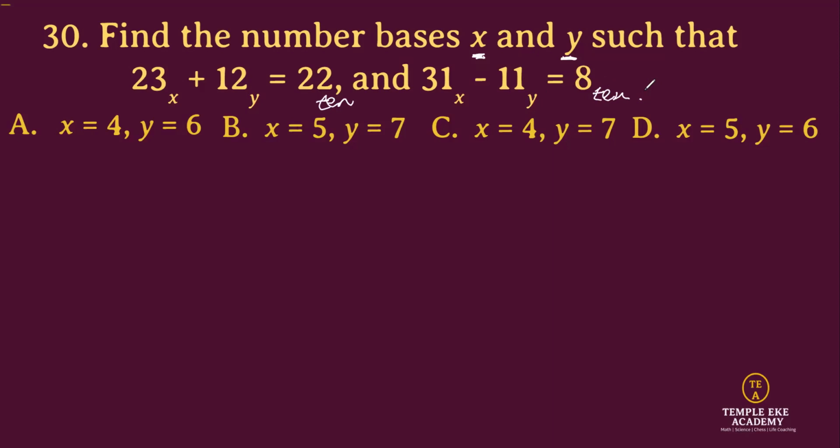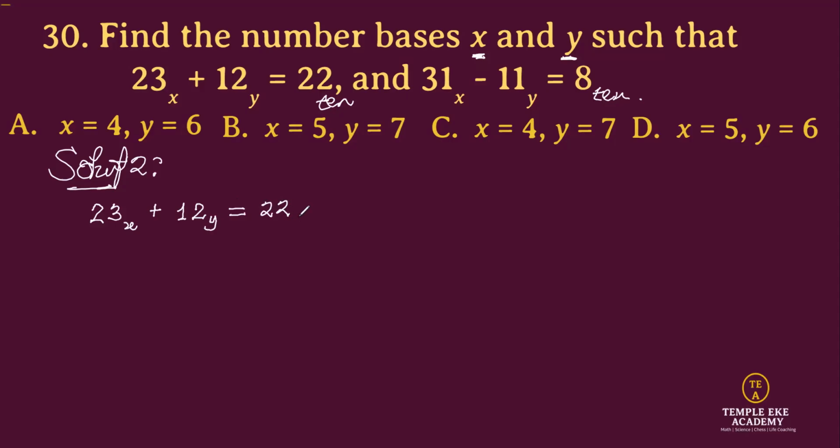Now the approach will be, we have to convert both sides to base 10 by an expansion procedure, and then we solve the two resulting equations simultaneously. Let us get into the solutions. So we start by taking the first equation, which is 23 base x plus 12 base y equals 22. Because this is in base 10, it can be called 22.